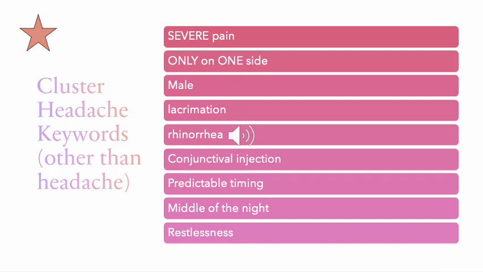So it's almost always going to be a male. He's going to be in severe pain. He might be showing up to the emergency room. It is only on one side, no exceptions. You're going to have some kind of drippage or runniness from somewhere. So lacrimation from the eye, rhinorrhea from the nose, conjunctival injection. Basically, they're going to have a very red eye. It's predictable timing. Often it's in the middle of the night, and they are restless. They cannot hold still because they are in so much pain. So they will be pacing back and forth because it hurts so bad.